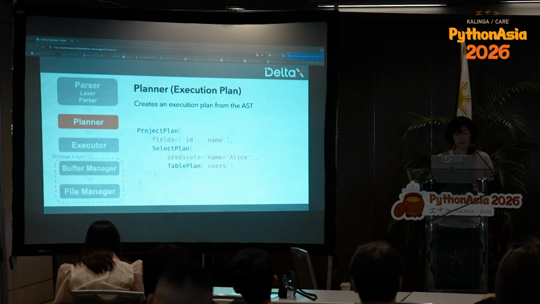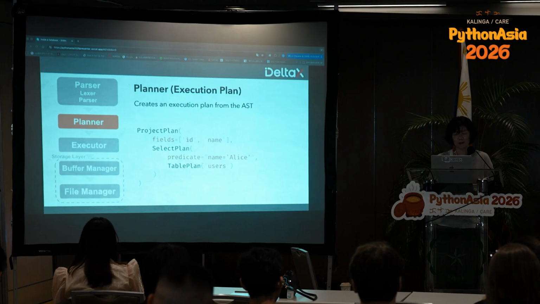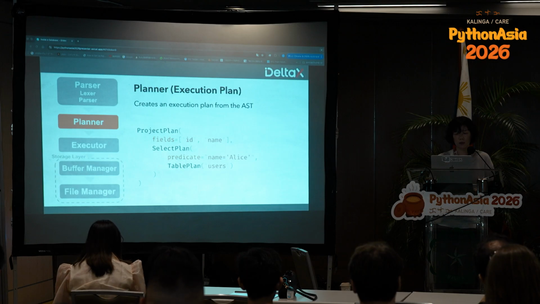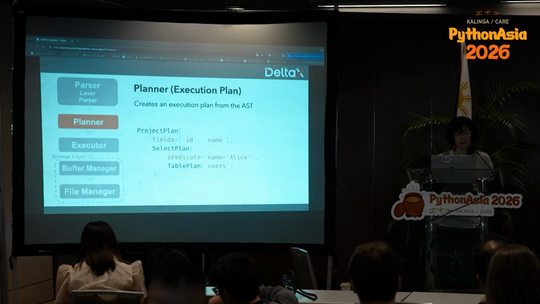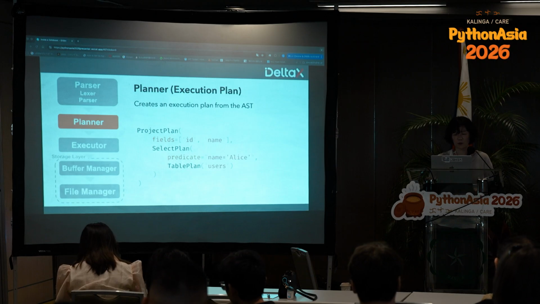The planner receives the AST and creates an execution plan. It decides which table to access and in what order to return records. For example, when joining multiple tables, production RDBMS use statistics and indexes to choose the optimal plan, but here we create a simple execution plan.